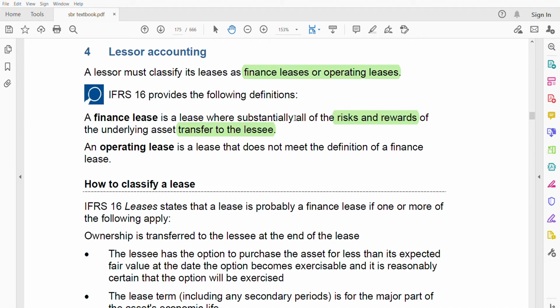Operating lease is where the risks and rewards of the asset are not transferred to the lessee. So after the lease term gets over, the lessor receives the payment from the lessee, and then recognizes that. That's it. The asset still remains with the lessor. It does not go to the lessee. So that means the risks and rewards of that asset stay with the lessor, not with the lessee. That is operating lease.